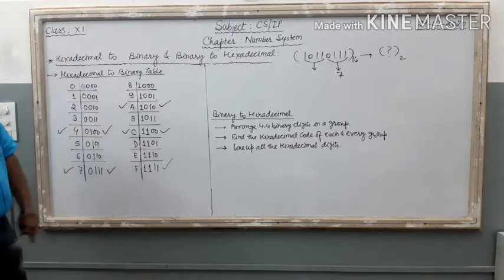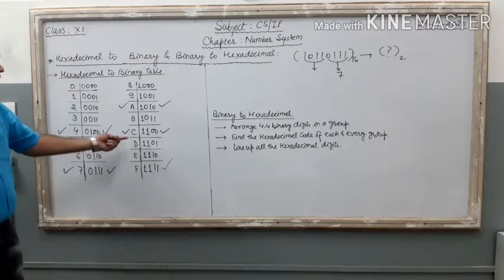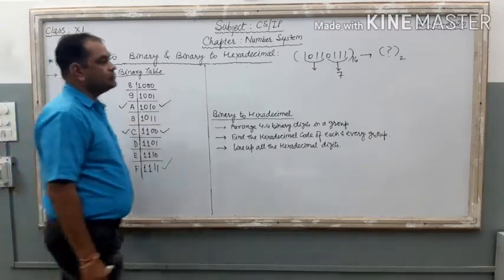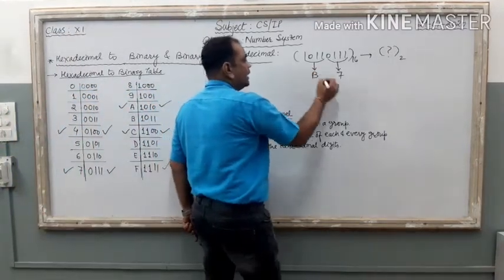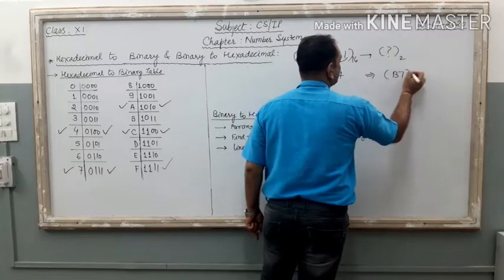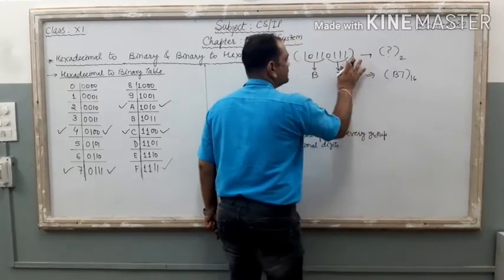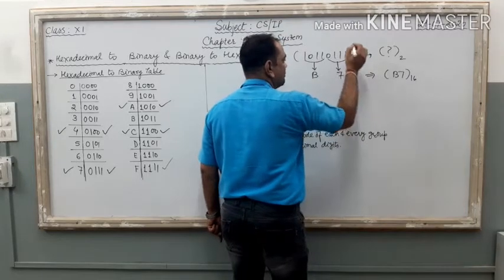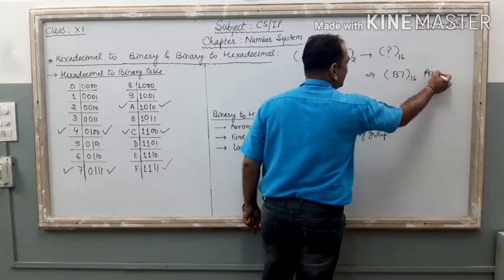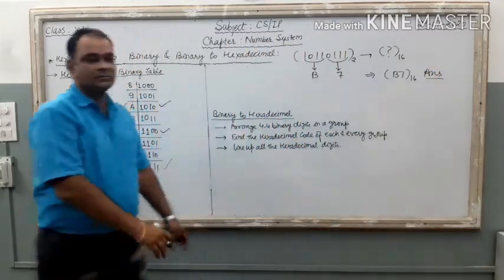Now 0111, it is the binary code of 7. Next one is 1011. 1011, it is the binary code of B. So here I just put B. Now my result is B7 raised to 16. Oh, it is a mistake. It is not 16, it is binary. And here it is 16, right? So B7, it is the answer. Clear?